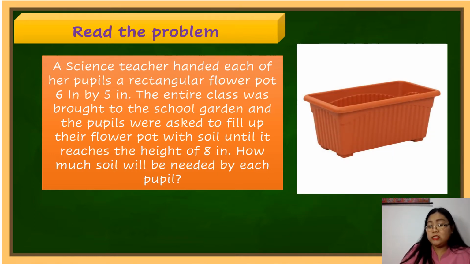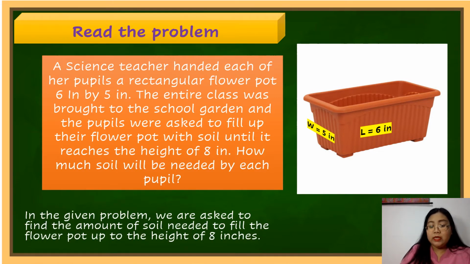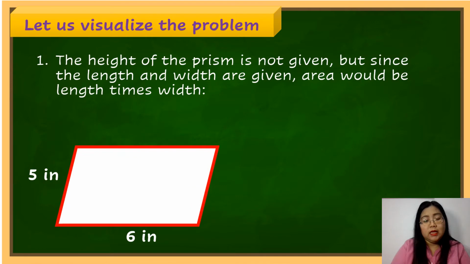Let us imagine this is the flower pot given by the teacher, measuring 5 inches width and 6 inches length. In the given problem, we are asked to find the amount of soil needed to fill the flower pot to the height of 8 inches. Let us visualize the problem.